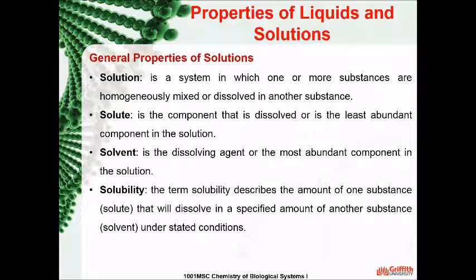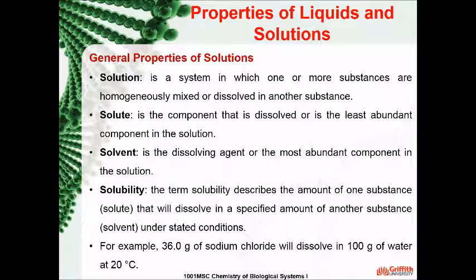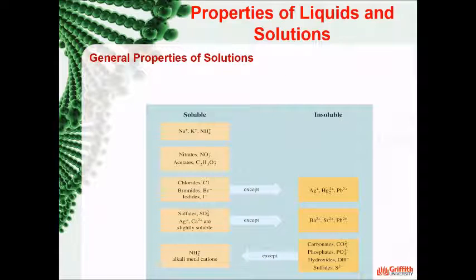Solubility describes the amount of one substance, the solute, that will dissolve in a specified amount of another substance, the solvent, under stated conditions. For example, 36 grams of sodium chloride will dissolve in 100 grams of water at 20 degrees Celsius. Some ionic compounds dissolve in water and some don't. It is related to the forces of attraction between the cations and anions. Sometimes the forces are so strong that water cannot form the hydrate ions and dissolve the compound.